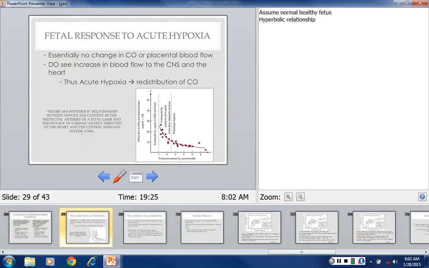What is the fetus's response to acute hypoxia? Most events we're going to see emerging are going to be acute hypoxia forms. Essentially, acute events will not really affect the cardiac output or placental blood flow. However, you will see an increased flow, so shifting of flow to the CNS and the brain.